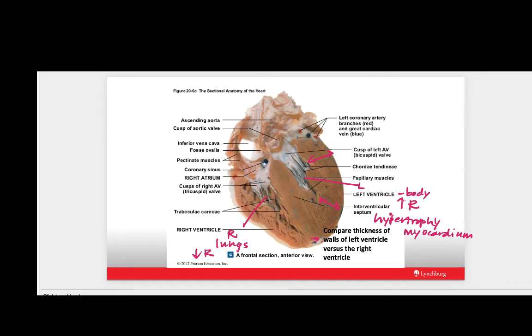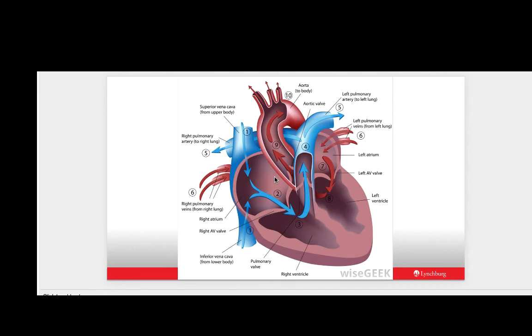It is not because it pumps a greater amount of blood. The amount of blood is the same. Okay, so same volume of blood is pumped out by each ventricle with each heartbeat. Okay, it's just that it's pumping against a greater resistance because it's got to get that blood to the entire body, and that's why we see thickness on the left ventricle. And that's one way that you can tell when you dissect a heart. You can identify one side versus the other.